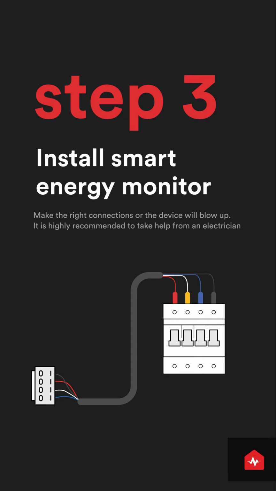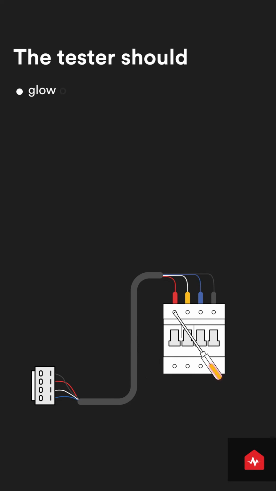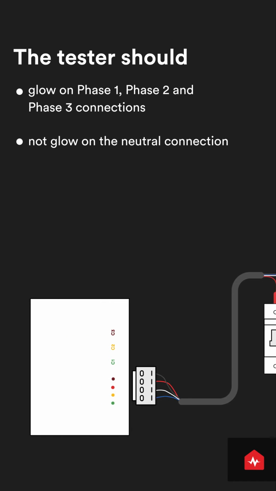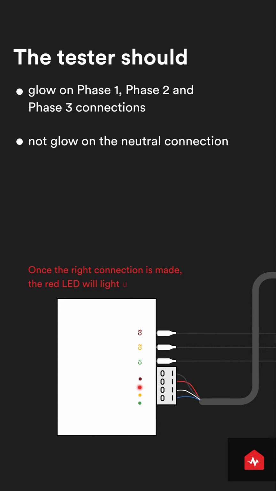Use a tester to check all connections. The tester should glow on phase 1, phase 2 and phase 3 connections, and not glow on the neutral connection. Connect the 4-pin combicon to your smart energy monitor. Once the right connection is made, the red LED will light up.